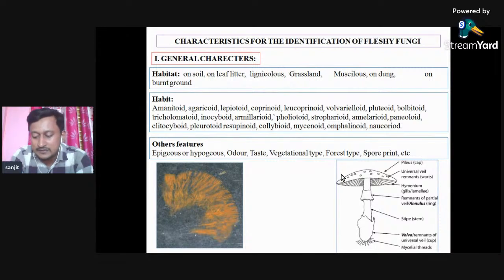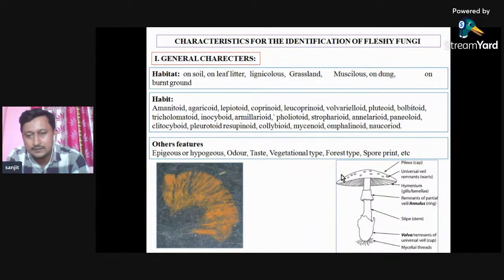And another is the vegetational community. Different types of vegetational communities were documented during the observation of general characteristics or morphological characteristics. And the forest type: different mushrooms grow in different types of forest, like coniferous, angiospermic, mixed. Like one mushroom, Russula, this type of mushroom grows in angiospermic forest. And some of the mushrooms like Agaricus grow in grassland or mixed type of forest. So these are the important characters.